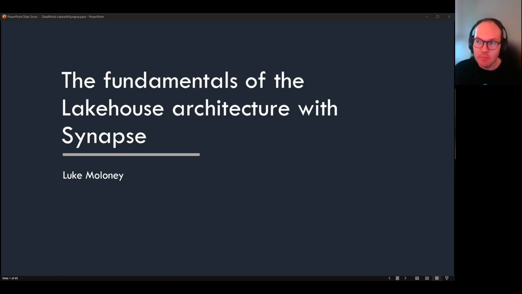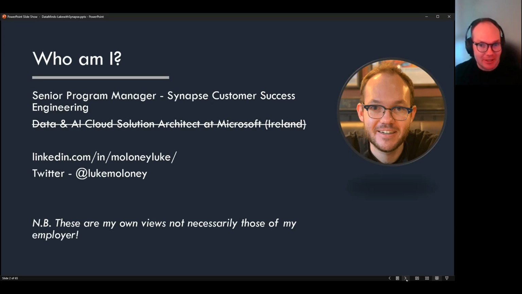So yeah, fundamentals of the Lakehouse architecture with Synapse. I guess what we're going to be talking about here is an architectural approach, some of the gotchas, going through that. I would love it if, if you've got questions, you put them in the chat. I'll get to them one way or the other.